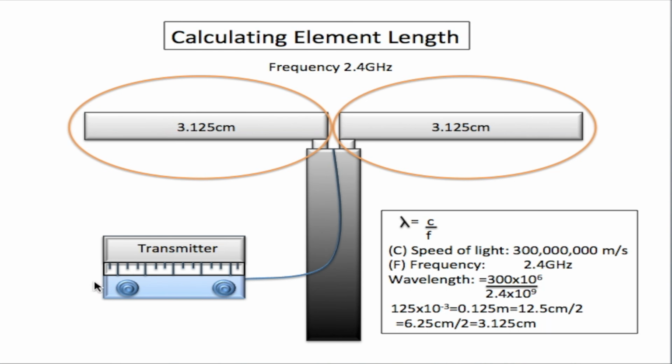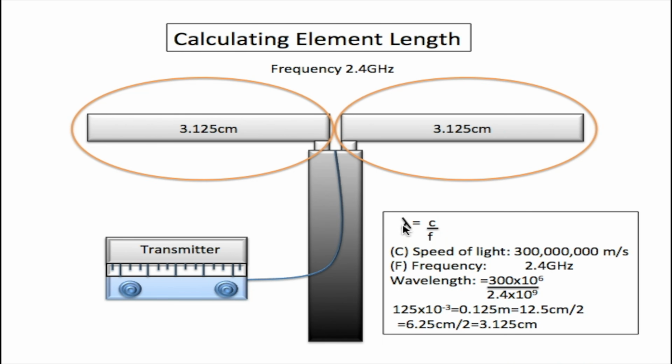Now the transmitter sends out our 2.4 GHz through this coaxial cable to the antenna. This frequency is known as a resonant frequency. Now 100% of this frequency is radiated across the airways once the length of these two elements is equal to half the wavelength. And I'll explain exactly what that means right now.